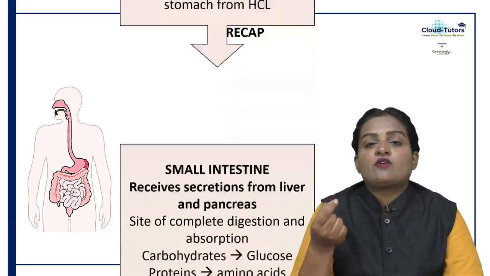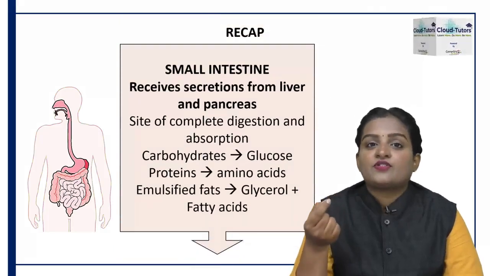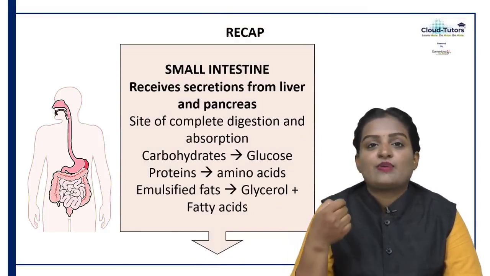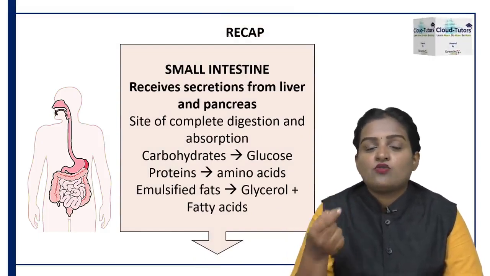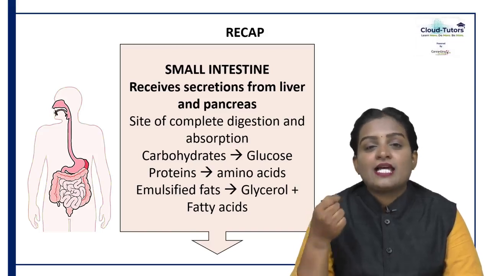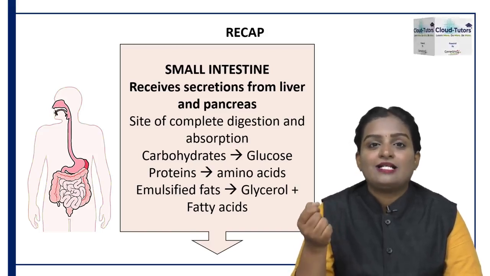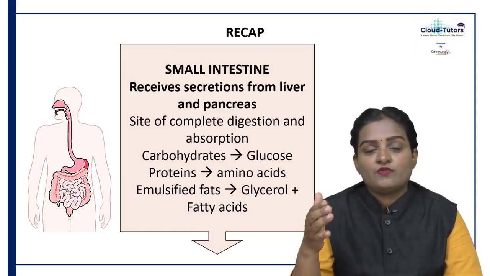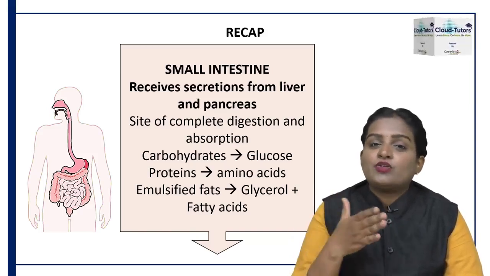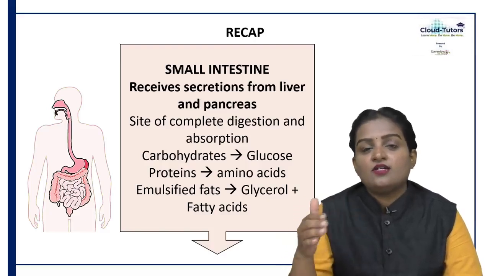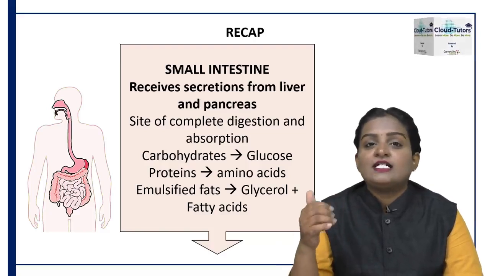Next, we saw the small intestine. It receives secretions from the liver, that is bile, secretions from the pancreas, that is pancreatic juice, and also intestinal juice. Here it is the site of complete digestion as well as absorption. Carbohydrates are broken down into simpler forms, that is glucose. Protein is broken down to give amino acids, and fats, or lipids, are digested to give fatty acids and glycerol.